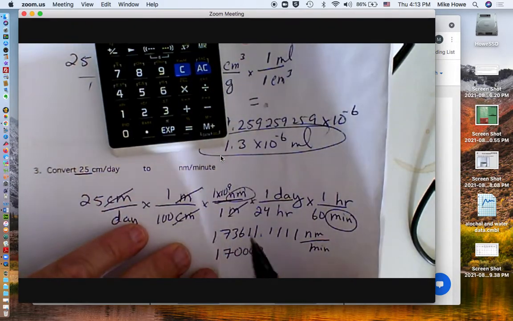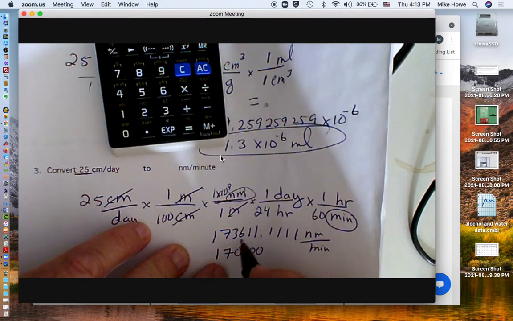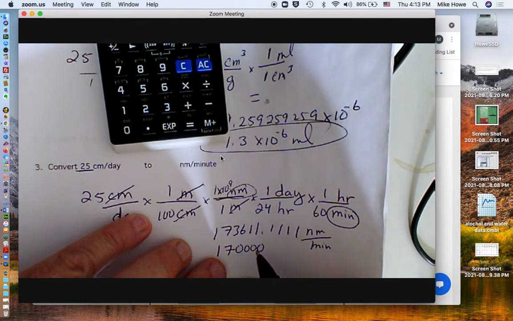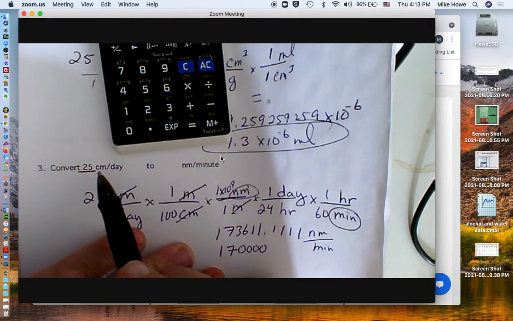These zeros are not significant. Sorry, I got off screen there. So you put zeros in until you get where the decimal is. These zeros are not significant because there is no decimal. So this is an answer with only 2 significant digits, which matches the information that we put in.